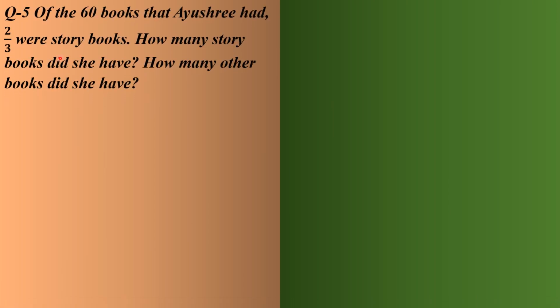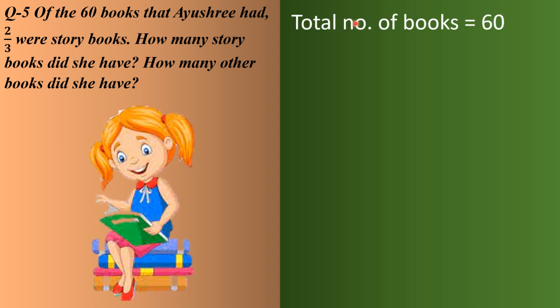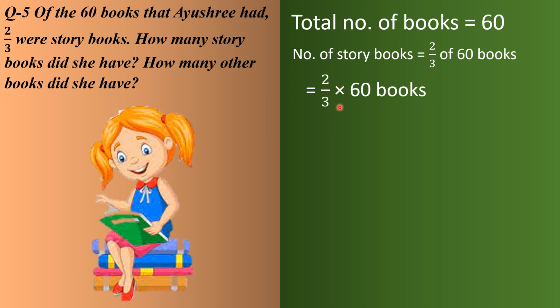Question is, of the 60 books that Ayushri had, 2 by 3 were storybooks. How many storybooks did she have? How many other books did she have? So read the word problems and you can understand it very well. Of the 60 books, it means total number of books Ayushri had 60, and number of storybooks 2 by third of 60. So we will find out this: 2 by third of 60. Just replace the sign of by multiplication. 2 by 3 multiply 60.